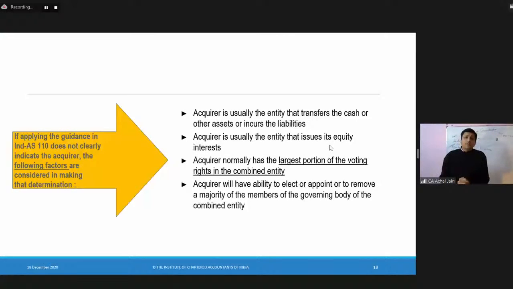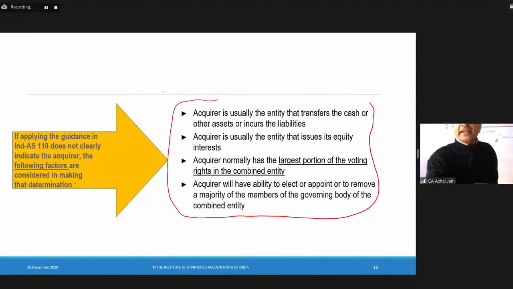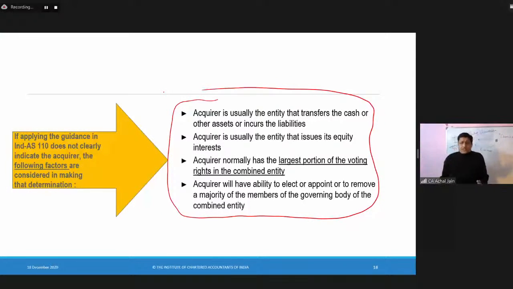Now, having said all of these points, what do we see? If you look at all of these points, what do they establish? They are all indicative. So you can say these are only examples, or some of the ways through which the standard helps us to identify the acquirer. The basic principle which we cannot forget for the purposes of identification of the acquirer is what? That the acquirer has to be the one who gets control.